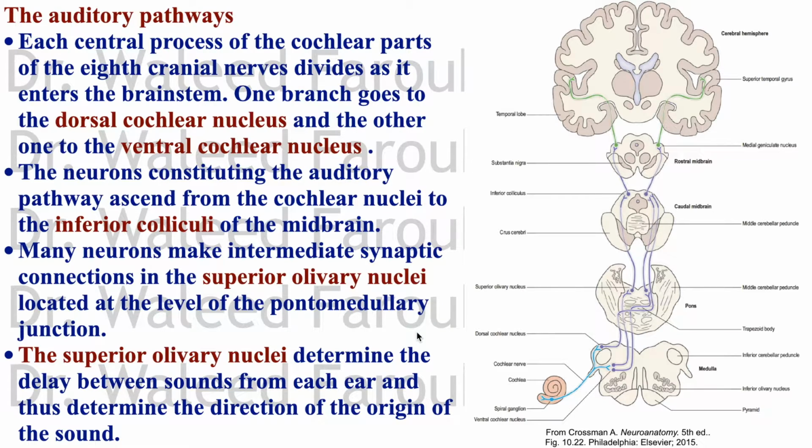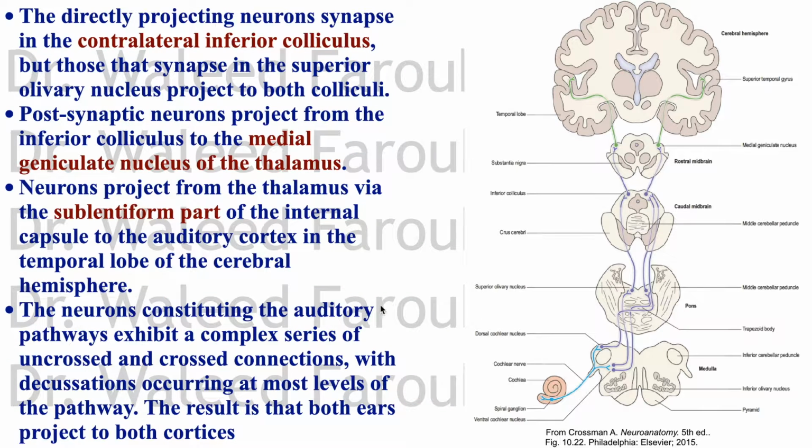The superior olivary nuclei determine the delay between sounds from each ear, so they are used to determine the direction of sound, where it's coming from. The projection neurons synapse in the contralateral inferior colliculus, but those that synapse in the superior olivary nucleus project to both colliculi. Now, postsynaptic neurons project from the inferior colliculus to the medial geniculate nucleus of the thalamus.